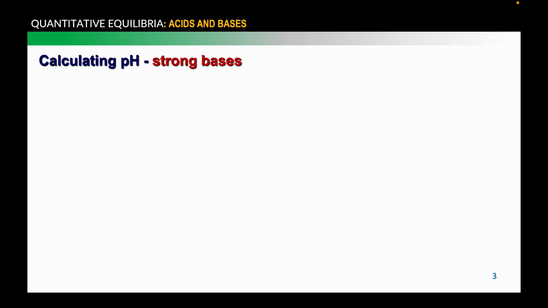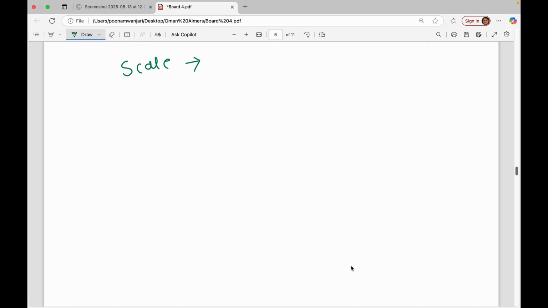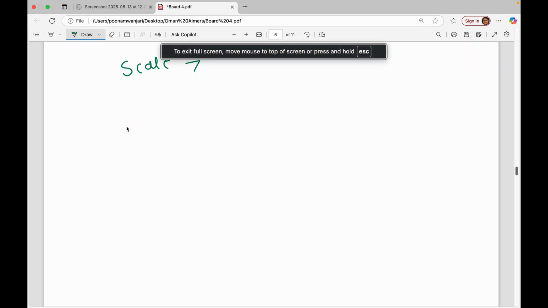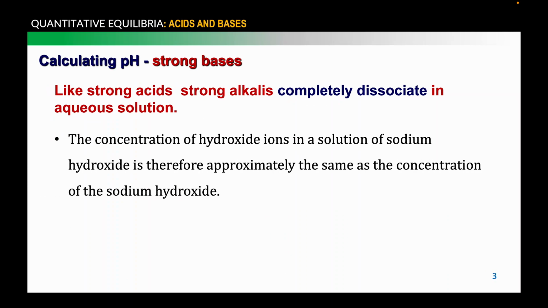Student, calculation of pH for strong bases. Similarly to how we calculated for strong acids, strong alkalis are also completely dissociated in water. So when they are completely dissociated, if I have a concentration of NaOH given, then it is equal to the concentration of hydroxyl ion, or for any base, such as potassium hydroxide, that concentration is taken as the concentration of hydroxyl ion. So to calculate these, students, we use two simple formulas to calculate pH of strong bases.